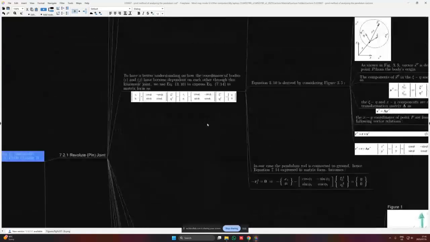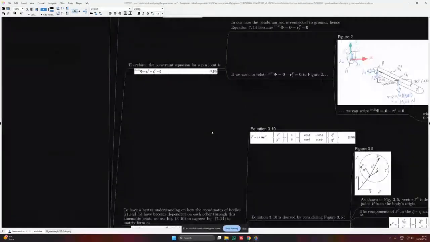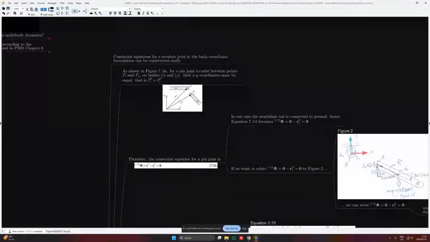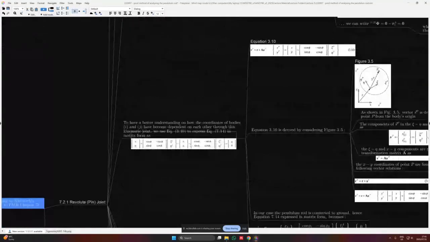Now, enforcing these conditions forms a pin joint between the two bodies as shown in figure 7.3b. So you'll remember the previous figure that we had showed RIP and RJP separately. However, if we enforce this equation over here, which says RJP is equal to RIP, now we end up with the two vectors lying on top of one another. And this is essentially constructing the revolute joint that I'm working with.